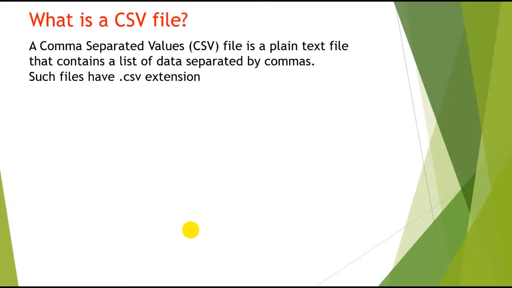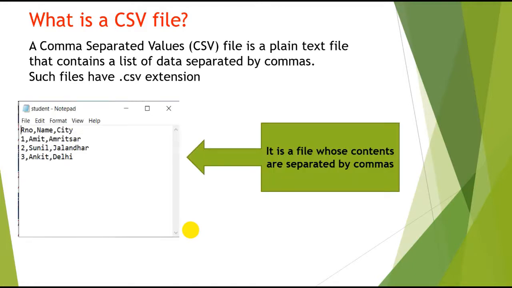What is a CSV file? CSV stands for comma separated values. It is just a plain text file that contains a list of data separated by commas. Such files have .csv extension. So CSV file is just a plain text file that you can create using Notepad editor. The contents of this file are separated by comma and saved with the extension .csv.